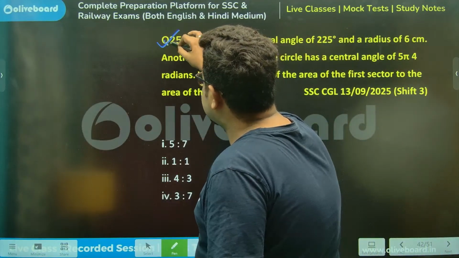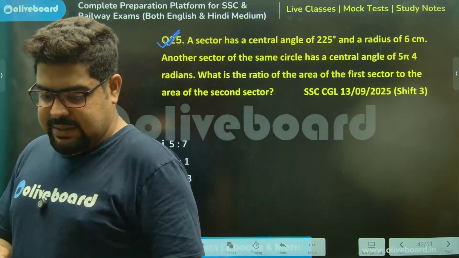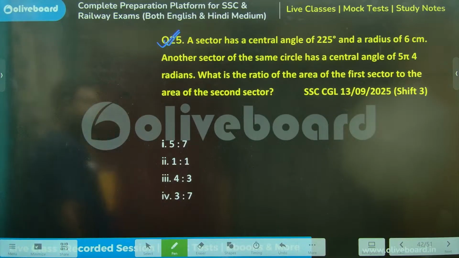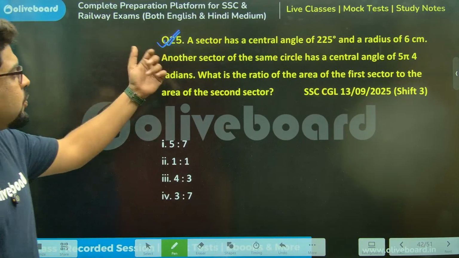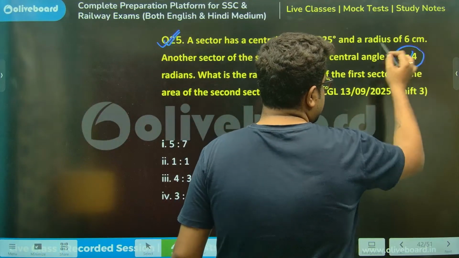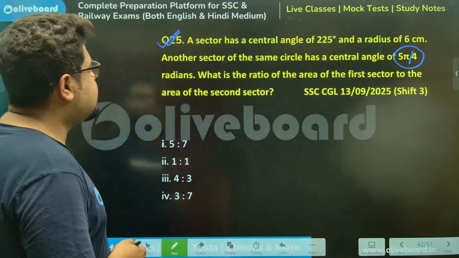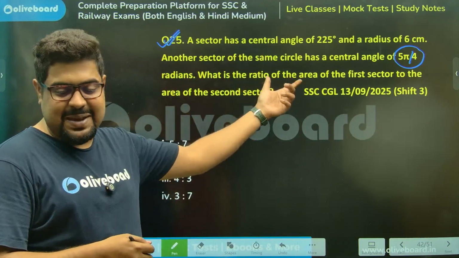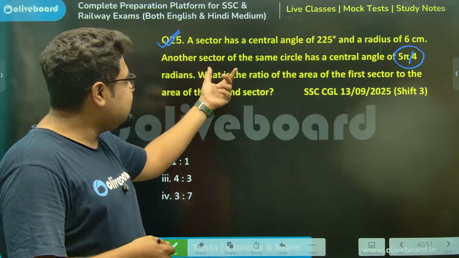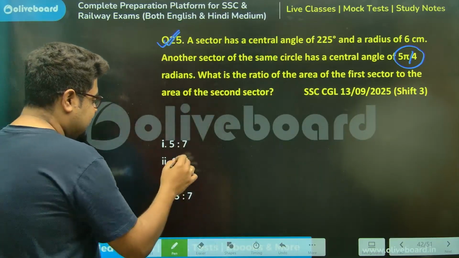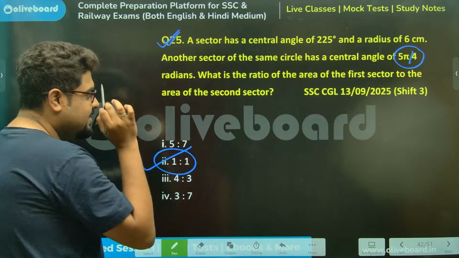Again, a sector-based question. Everybody, please solve this, sir. Let's read it. Central angle 225. Achha, this is 5 pi by 4. Radius 6 centimeter. Again, sir, another circle. Again, same question. Another sector of the same circle. Having this, there's this. Sir, again, 1:1 is the answer.